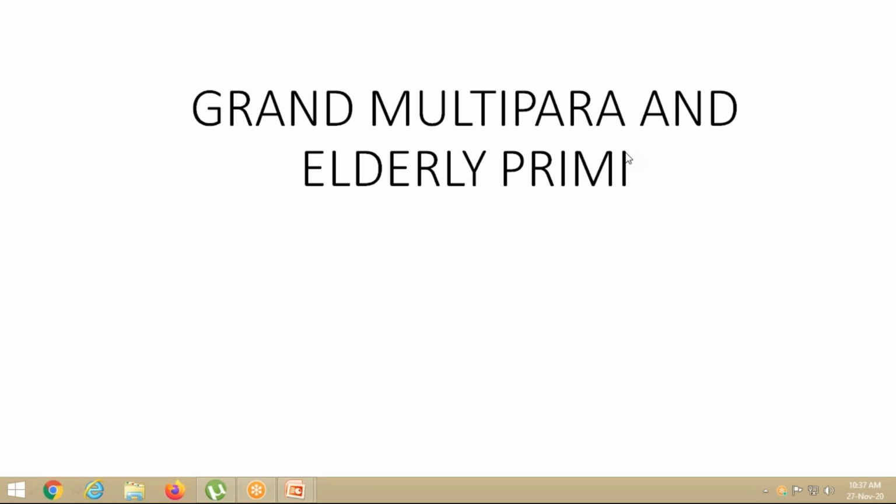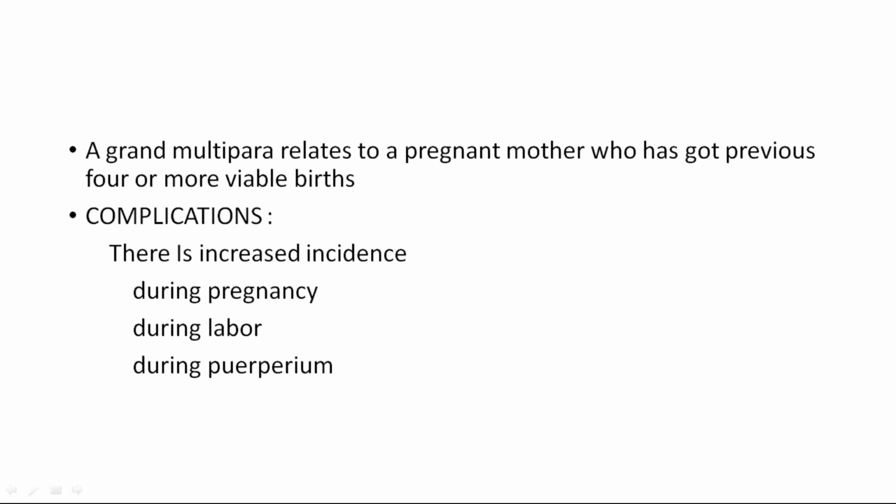Today's class is about grand multipara and elderly Primi. So we'll discuss first about grand multipara. Coming to the definition of grand multipara, it is a pregnant mother who has got previous 4 or more viable births, then we'll call it a grand multipara.